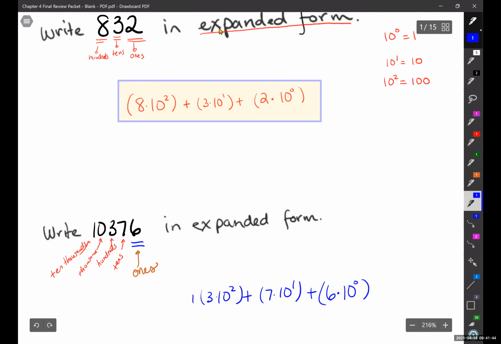As you move over, you increment the exponent. And we're kind of writing in a funny way, we're writing right to left, but that's because we're increasing up: ones, tens, hundreds, thousands, 10,000s.